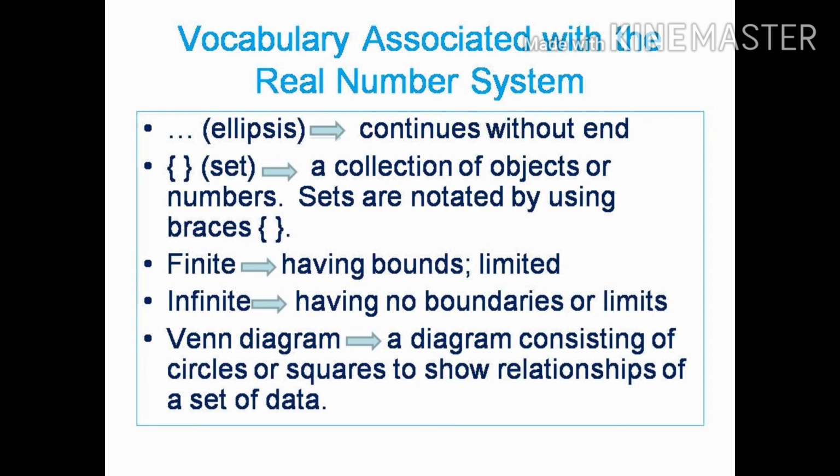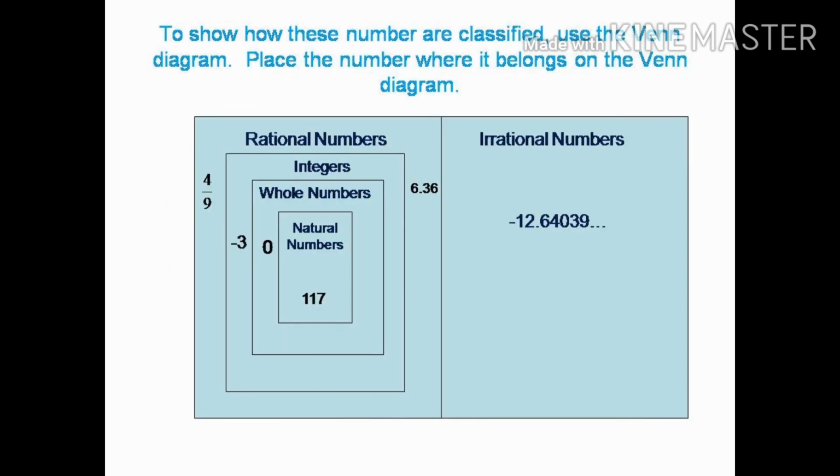We say no boundaries or limits. Okay, infinite means that. And Venn diagram, we have seen Venn diagrams. A diagram consisting of circles or squares to show relationships of the set of data. What we represent with circles or squares to show the relation between sets of data, we call Venn diagrams. Here we used squares instead of circles. You saw them in the Venn diagrams.